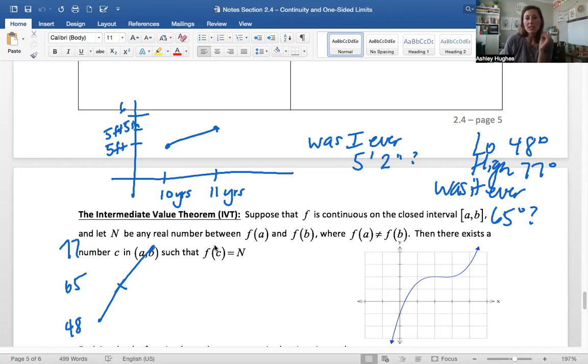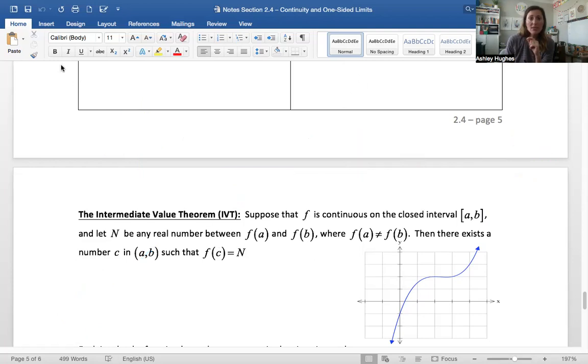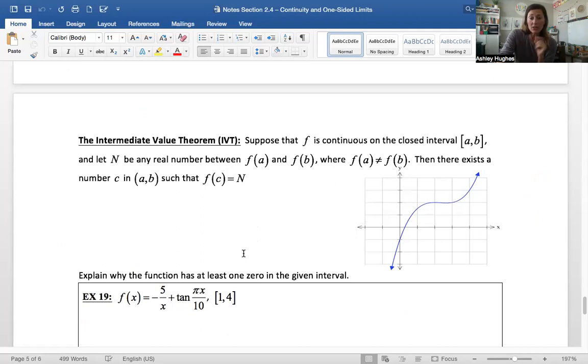So this is the intermediate value theorem, and this is one of the first theorems you're going to learn in calculus. The big important condition is that f must be continuous, because if f is not continuous, it doesn't pass through every value. So that's the important part. f is continuous on a closed interval, and let n be any number between f of a and f of b. There has to exist c on this interval such that f of c equals n.